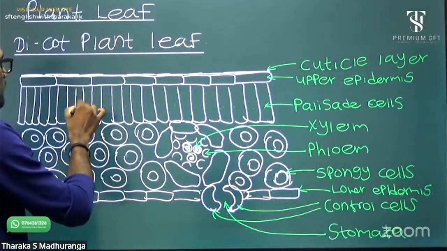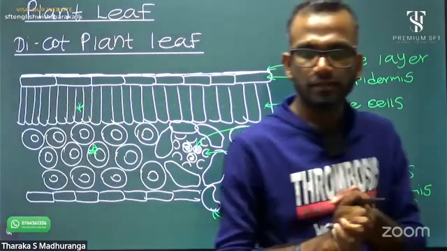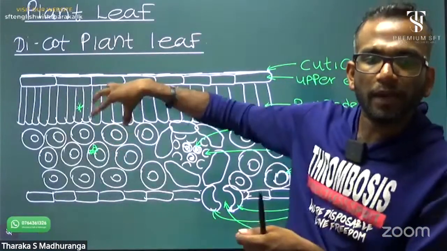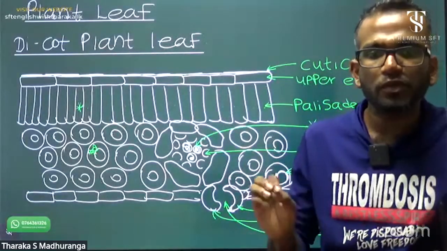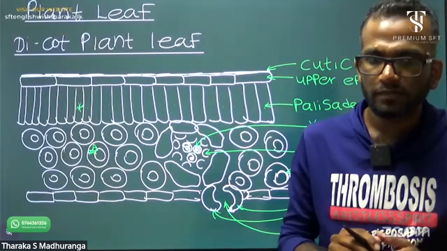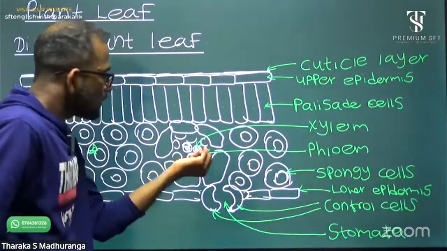Remember these green and red marks are the photosynthetic cells. Photosynthetic cells: spongy cells and palisade cells.